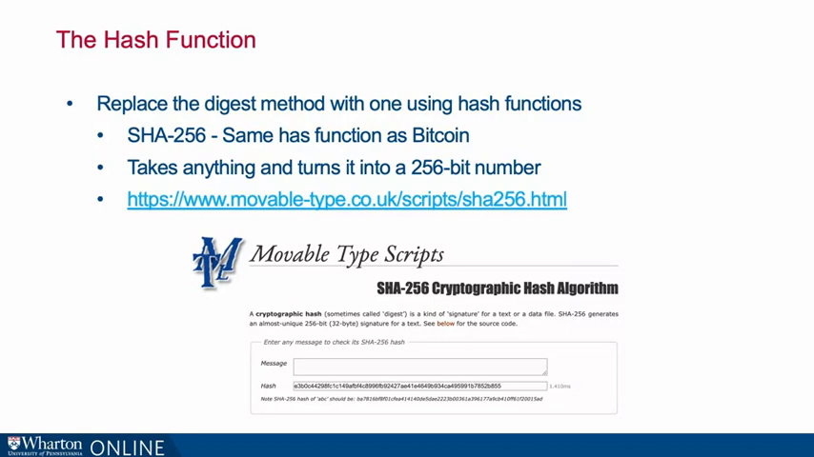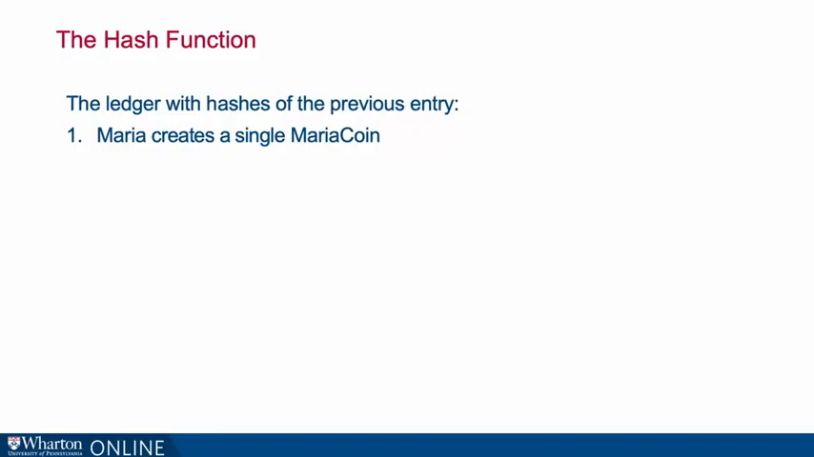And I would encourage you to just stop for a moment and try it. You can simply Google SHA-256 to find many examples on the web. Here is one. Okay, so here is what I've done. So here's my ledger with hashes using SHA 256 of the previous entry. First, we have Maria creates a single Maria coin. Then Maria sells the Maria coin to Sophie.